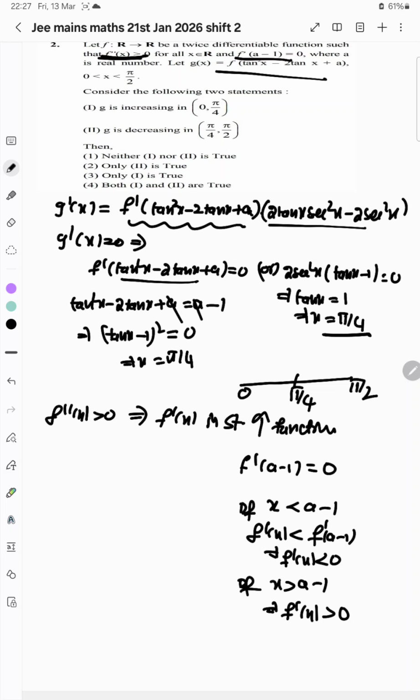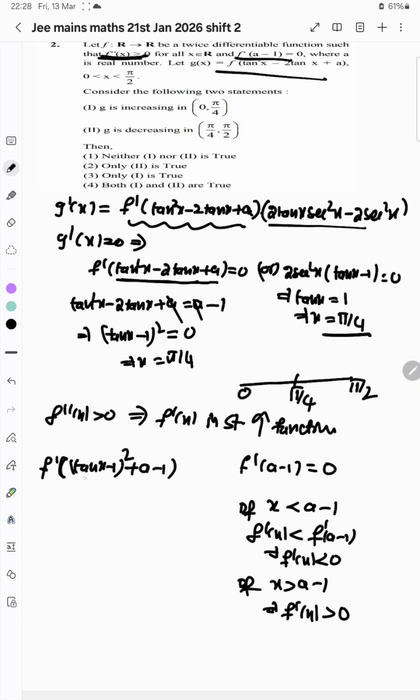Now you can see here our function is f dash of tan square x minus 2 tan x plus a. That's the sign we are going to check. Now see, what happened? First of all you can observe here f dash of tan square x minus 2 tan x plus a is there. We can add plus 1 and minus 1, then we can write the entire thing as tan x minus 1 whole square plus a minus 1. Like this we can write. So this is the sign we are going to check now.